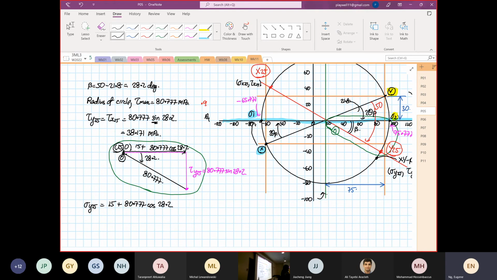So I realize if I do the shear first, and when I do the normal stress, I will not make the same mistake. Are we clear?